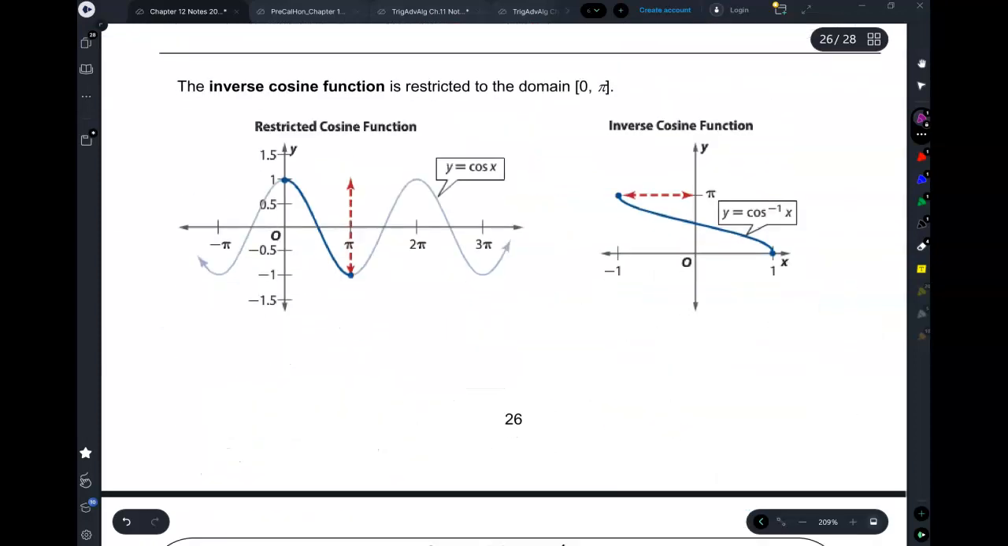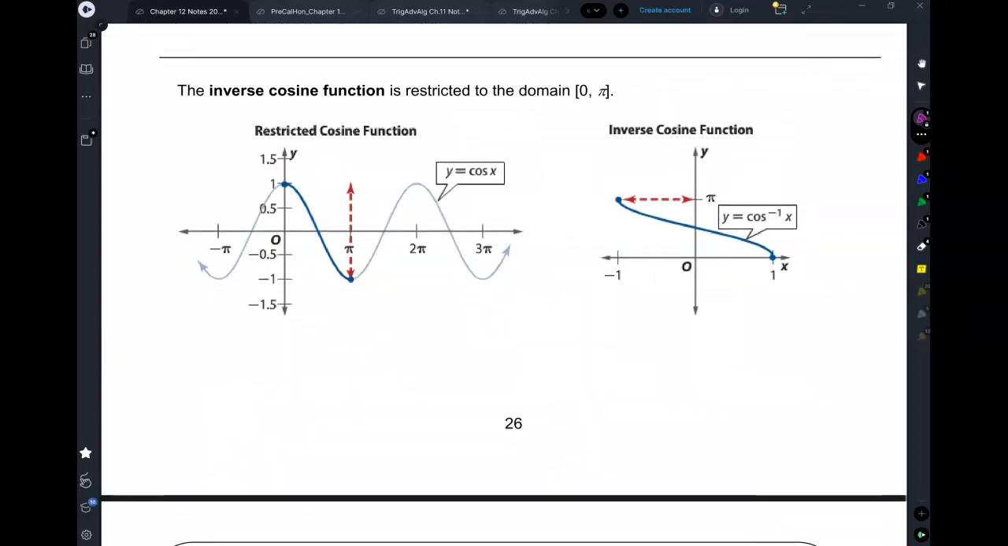Okay. Let's talk about cosine. Did you have a question? No, I figured it out. Let's talk about cosine.